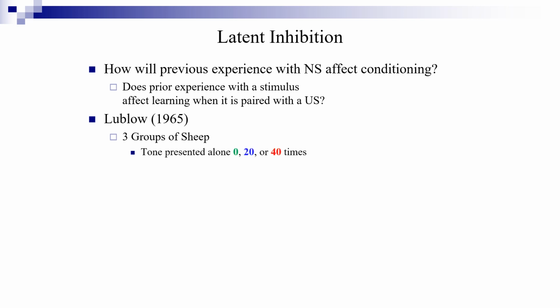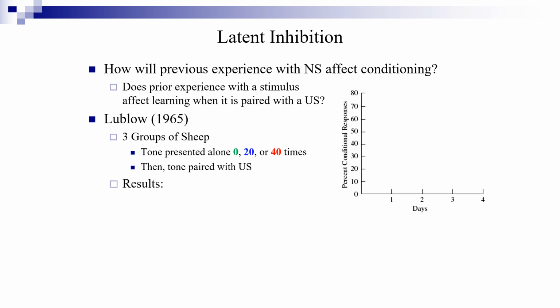They used a tone presentation, and they presented a tone alone either 0 times, 20 times, or 40 times, depending on the group. And then they paired the tone with a US, and we'll say food, for example. We're looking at percent conditioned responses, so the number of conditioned responses as a function of days. What's interesting is that we see here the group of sheep that had the tone presented 0 times by itself, then 20 times, and then 40 times.